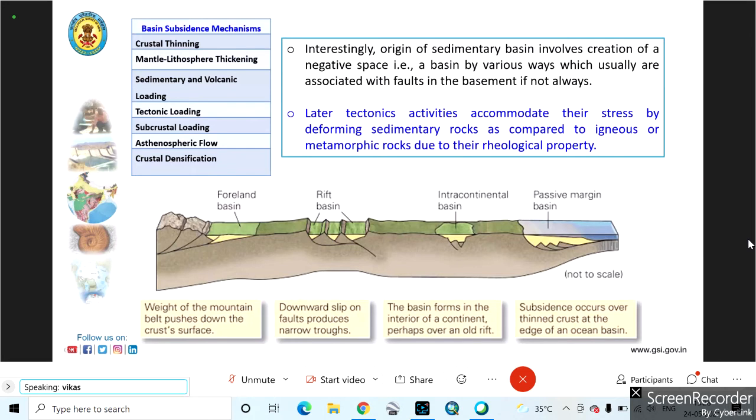Now we will discuss the rheology in more detail, because it will also guide why in certain parts you will be getting one type of structure, and nearby, in a different rock, you will be getting a different structure. That will be due to the rheological contrast. Next, please.